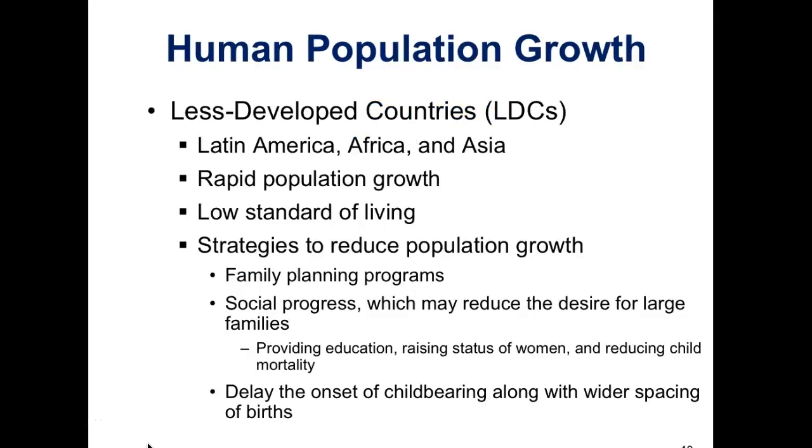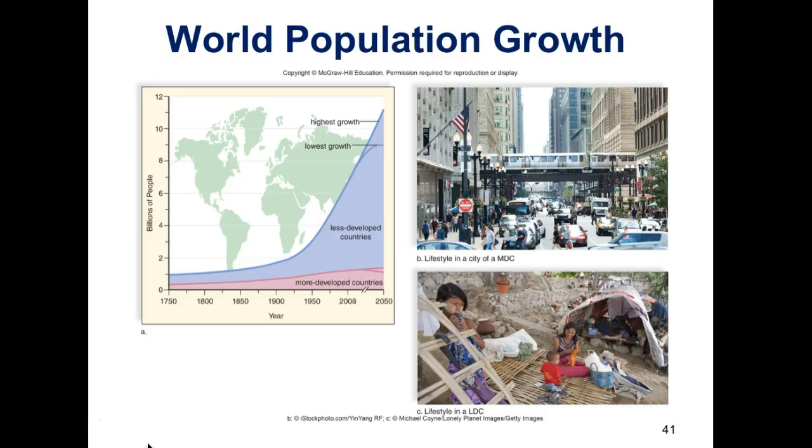In less developed countries like Latin America, Africa, and Asia, there is rapid population growth. You have a lower standard of living, and you have strategies to reduce population growth, such as family planning programs and social progress, which may reduce the desire for large families, such as providing education, raising the status of women, and reducing child mortality. You delay the onset of childbearing, along with wider spacing of births.